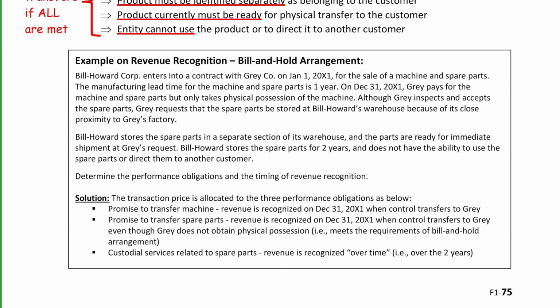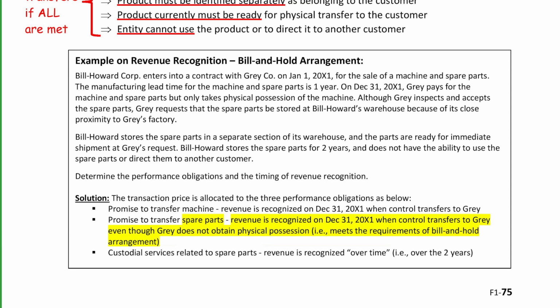The second performance obligation is the promise to transfer spare parts, where revenue again is recognized on December 31st, year 1, when control transfers to Gray, even though Gray does not obtain physical possession, because it meets the requirements of a bill and hold arrangement.